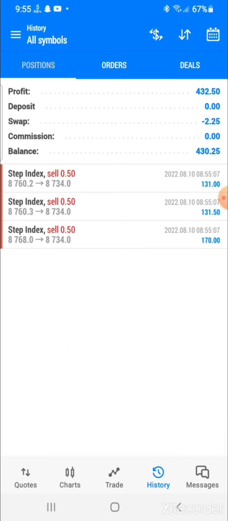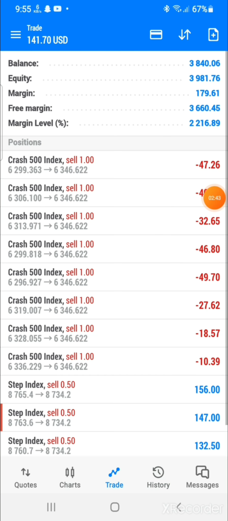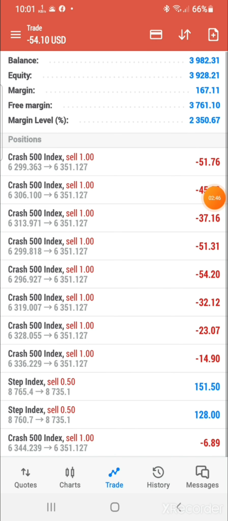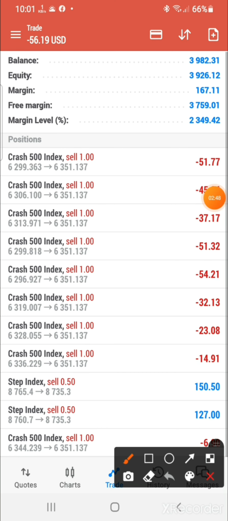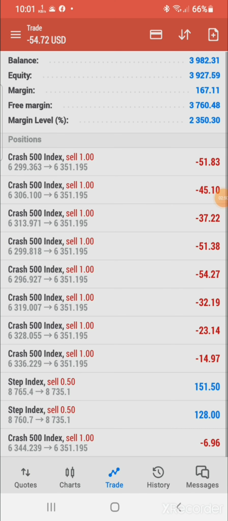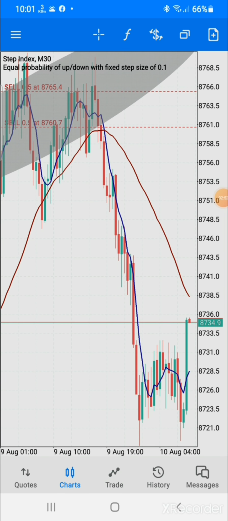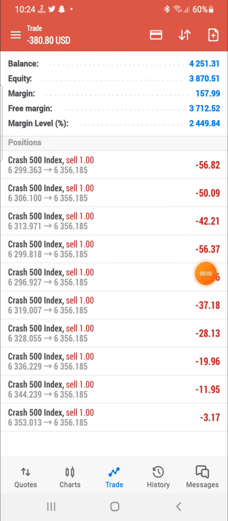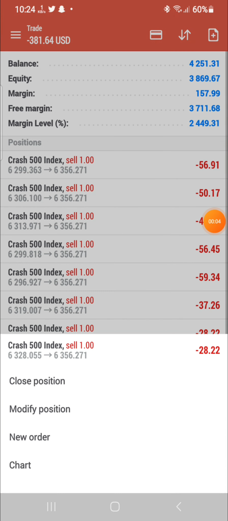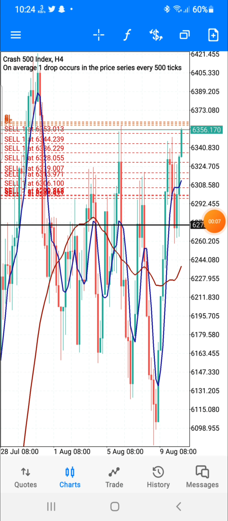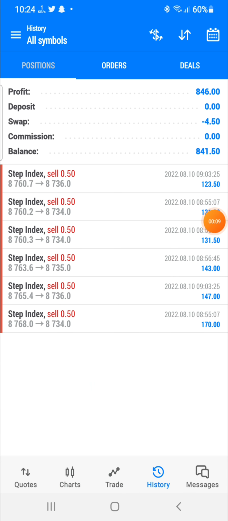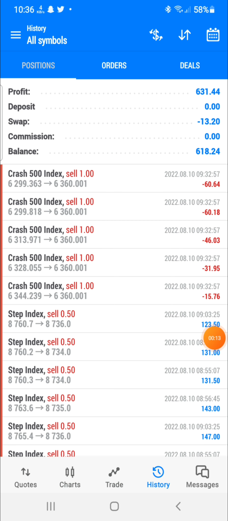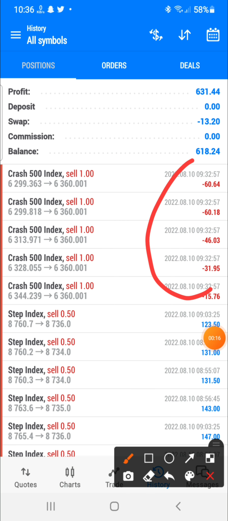Always make sure you secure your profits from time to time, so that you don't end up being surprised by the market. All right guys, so step index is gradually closing all my positions, stop loss hitting in profit, and boom. Okay, I forgot to close this too, so I did now, and we are just left with a stubborn crash 500 index. This is a tight stop loss, about to hit stop loss as well, but we're going to go ahead now and see what we can do.